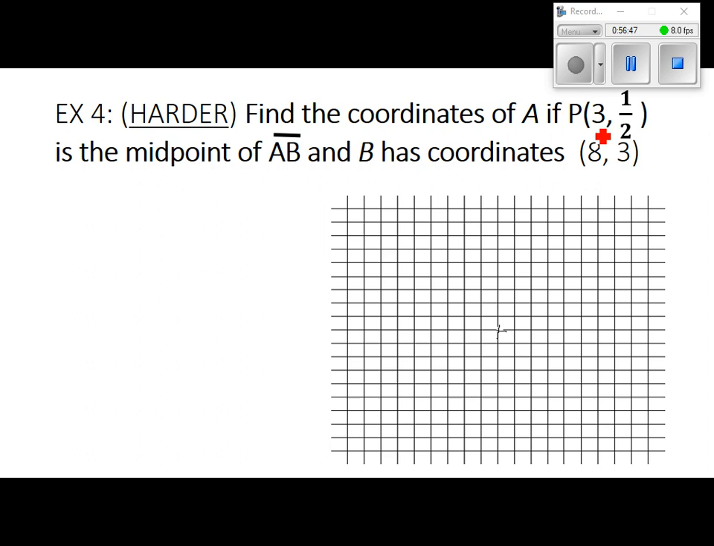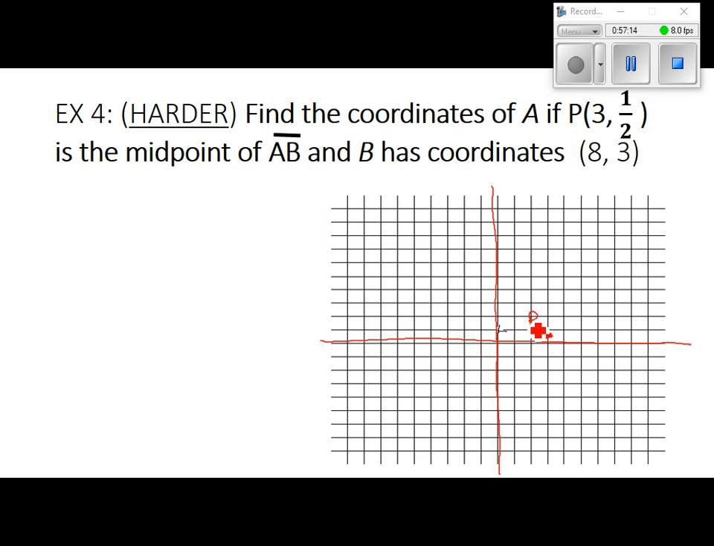On this one, we got the points P (3, 1/2) and B (8, 3). So I'm going to graph those. Now, as I'm graphing these, please watch closely and read the problem carefully. So P is 3 and up 1/2. It's going to be somewhere about in there, right? That's P. Is that right?